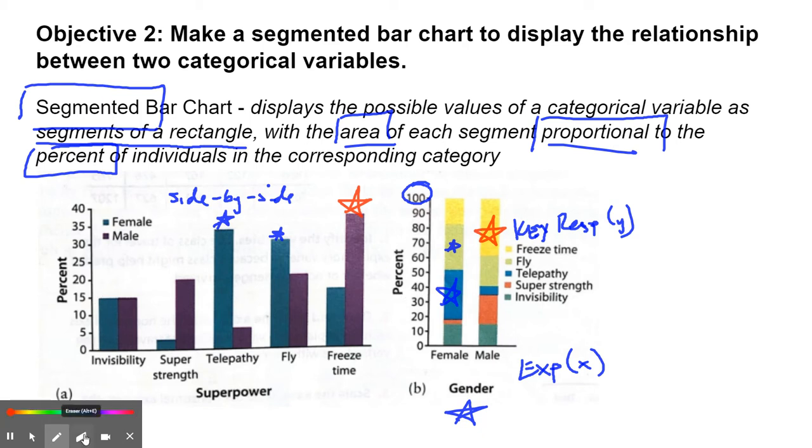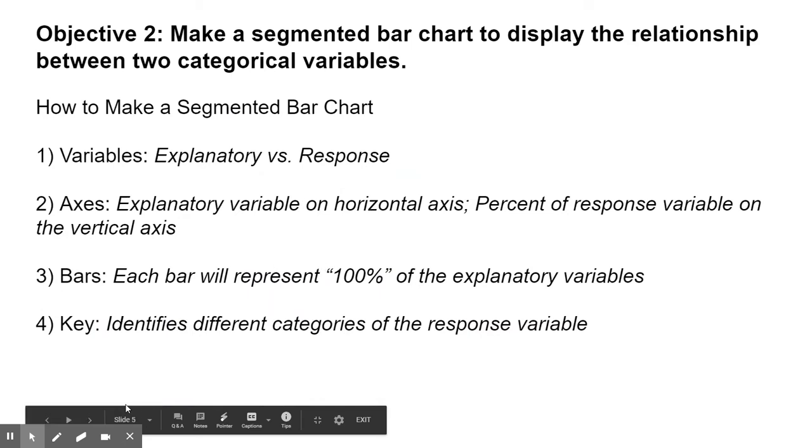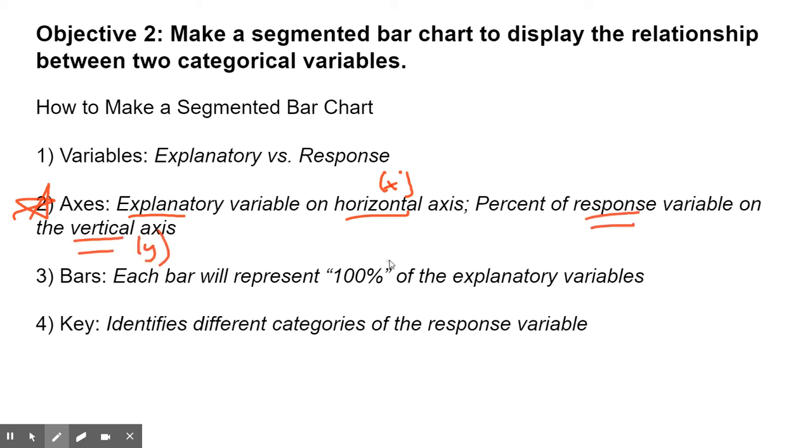Okay, so let's take a look at more notes. Everything I just said is going to be summarized in this slide here. Again, you need two variables: your explanatory and your response. This to me is the most important idea. So for your axes, your explanatory goes on the horizontal, which is the x. The percent of the response variable goes on the vertical axis, and again, that's your y. Each bar represents 100% of that explanatory variable, so again, for male or female. And then you have your key, and your key has to do with the response variable.